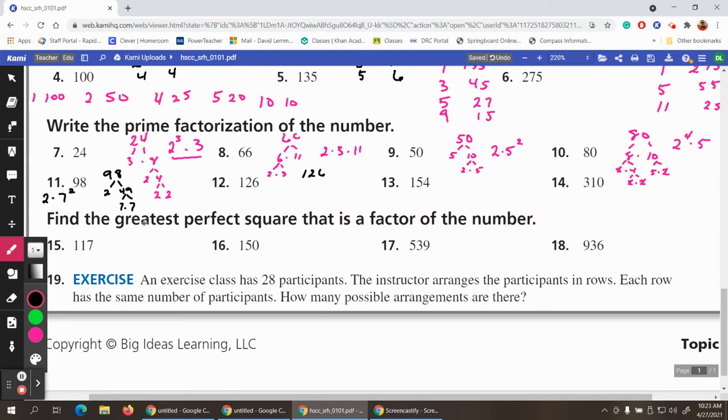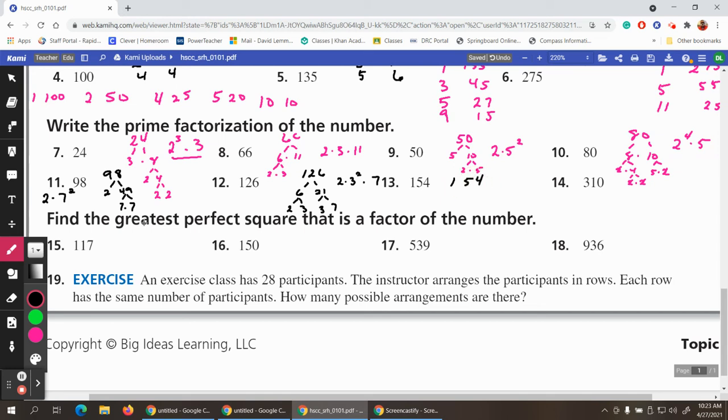126. What's 126? Let's try 6. 126 divided by 6. Oh, it works. This is 6 and 21. That is 2 and 3. This is 3 and 7. That's all prime. So I'll have a 2, 3 to the second times 7.